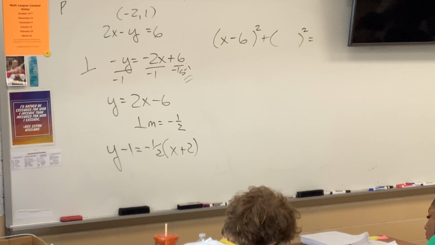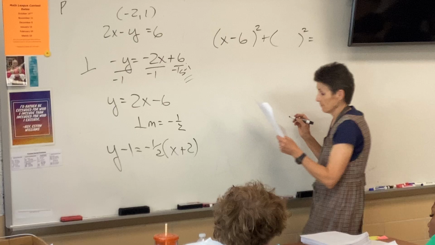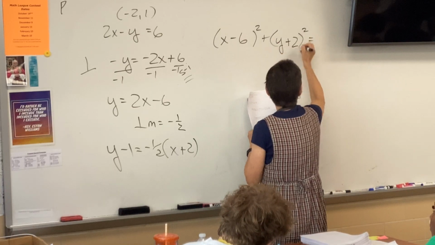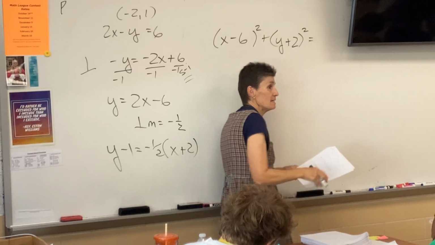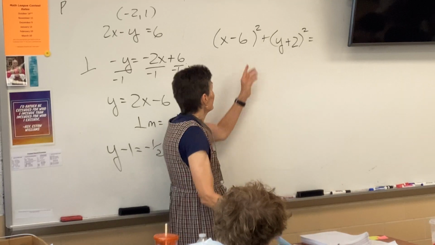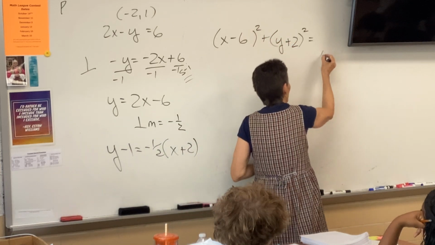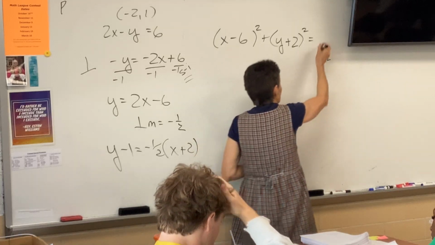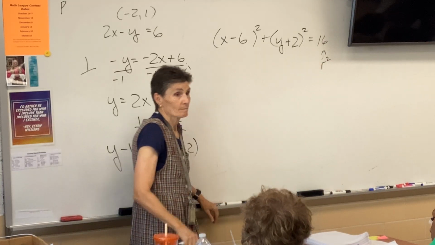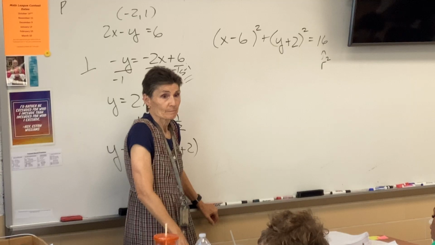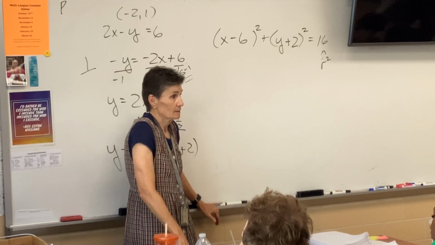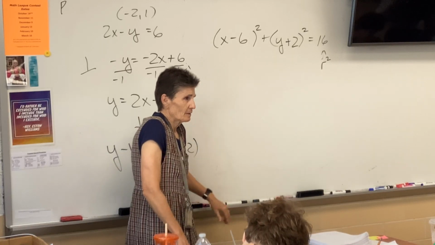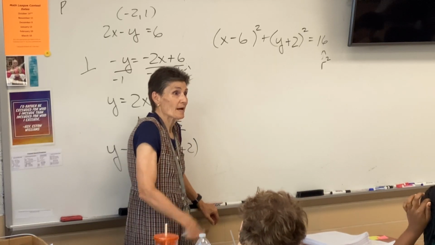And then guess what I'm going to have in the second one? Y plus 2. And what's it going to equal? Be careful. It's x squared, y squared, r squared. So that number is 16. You've just gotta know. That's what a circle looks like.